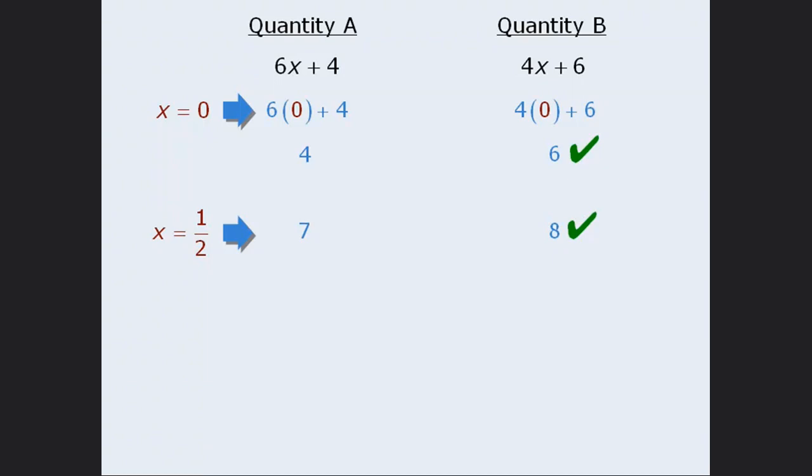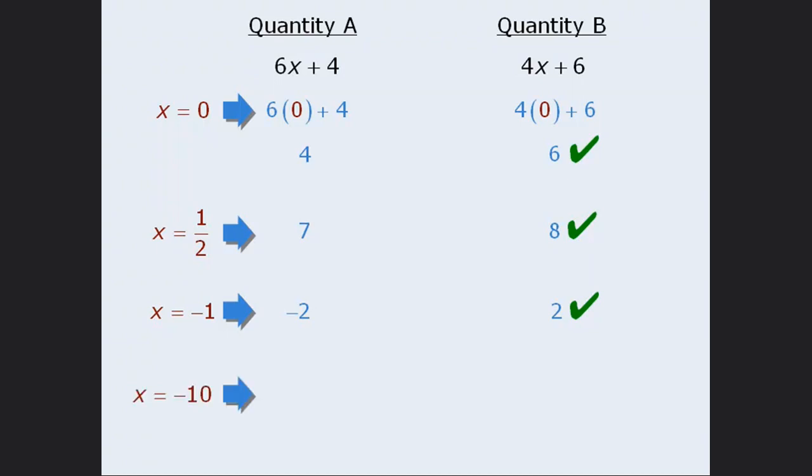What if we try plugging in -1? If x equals -1, then the two quantities evaluate to be -2 and 2, in which case quantity B is still greater than quantity A. At this point, we might incorrectly conclude that quantity B will always be greater than quantity A for all values of x. So let's try another value of x.